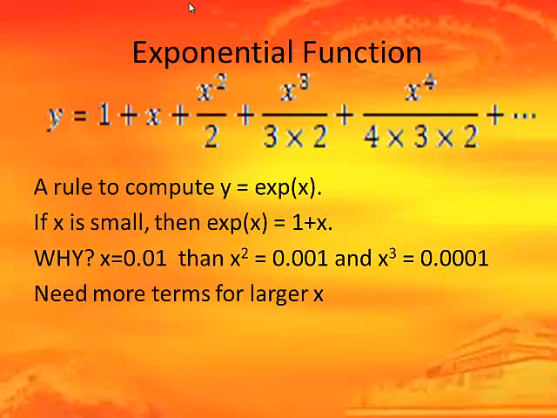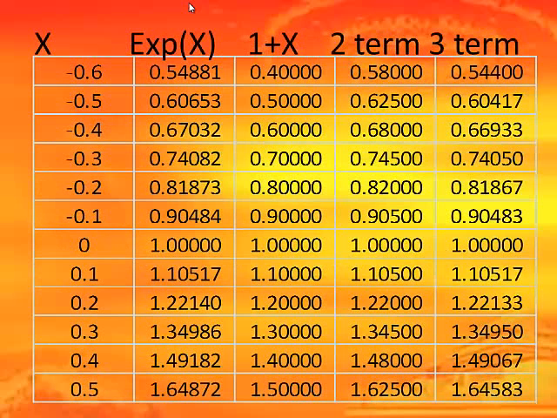So basically then I have a rule which works for 2 decimal place accuracy, just 1 plus x for small values of x. If you have larger values of x, you need more and more terms. Here is a table of the first term and the 2nd term, 2 term and 3 term approximation. Now one rule which is sort of cheating is we can call Excel and say exp of x, and that will tell us what the exponential function is, and that is what I have done in the first column here.